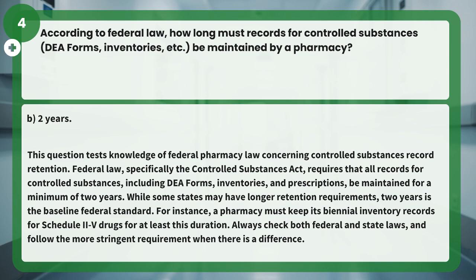For instance, a pharmacy must keep its biennial inventory records for Schedule II-V drugs for at least this duration. Always check both federal and state laws and follow the more stringent requirement when there is a difference.